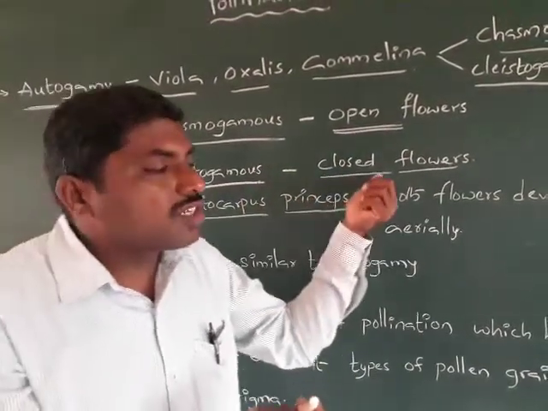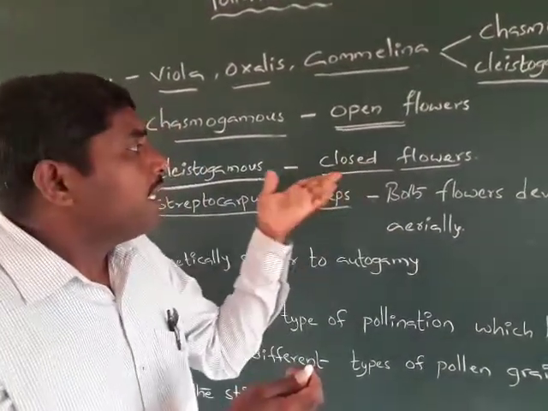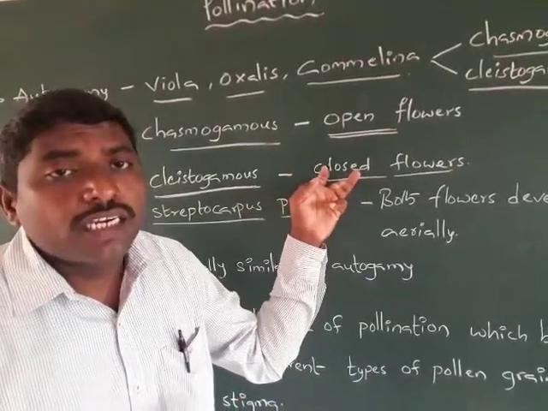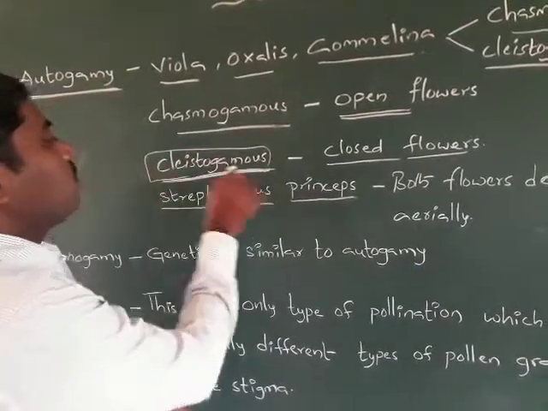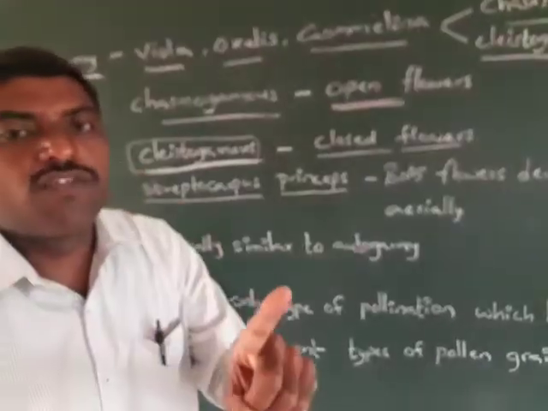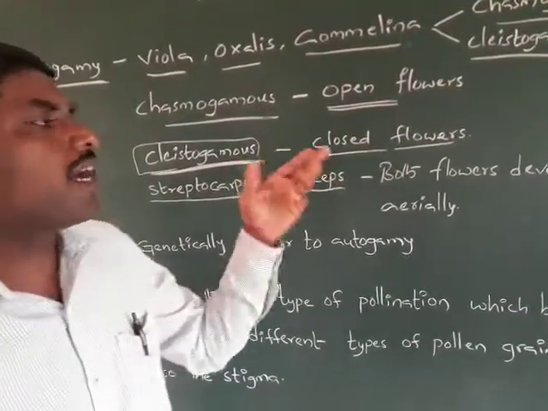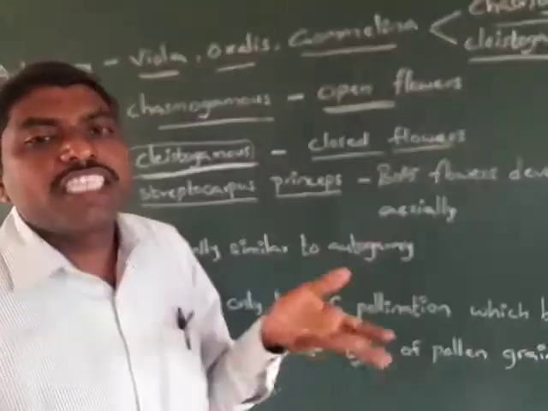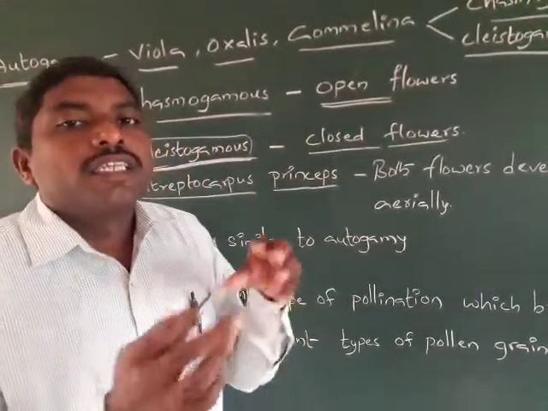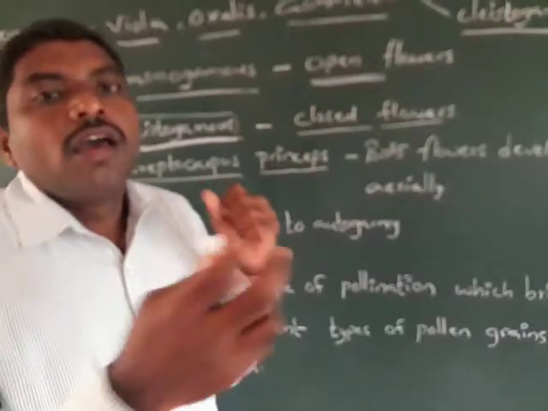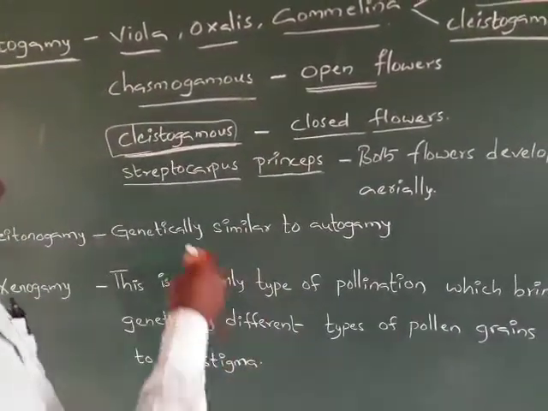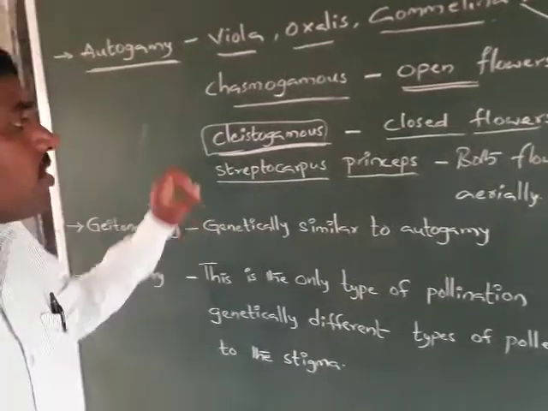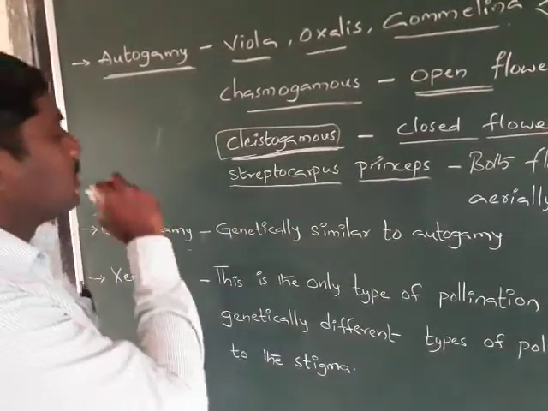That's why they are closed flowers. Only self-pollination occurs in Cleistogamous flowers, and it avoids cross-pollination. Why? Because it is a closed flower and cannot accept other pollen grains. So yes, it is autogamous.